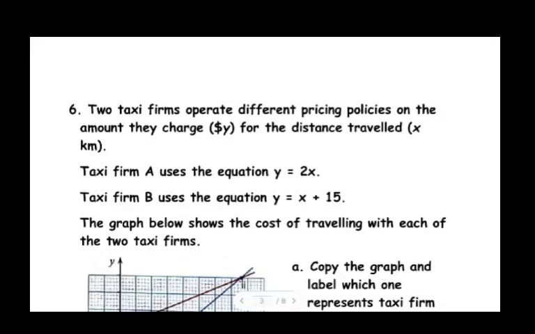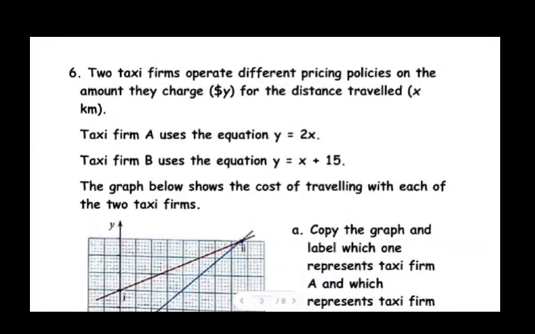Our next sum says 2 taxi firms operate different pricing policies on the amount they charge $y for the distance travelled x kilometers. Taxi firm A uses the equation y is equal to 2x. So x is your kilometers. So 2 into 1 kilometer will give me a price of $2. 2 kilometers, or 2 into 2, gives me the pricing of $4, like that.